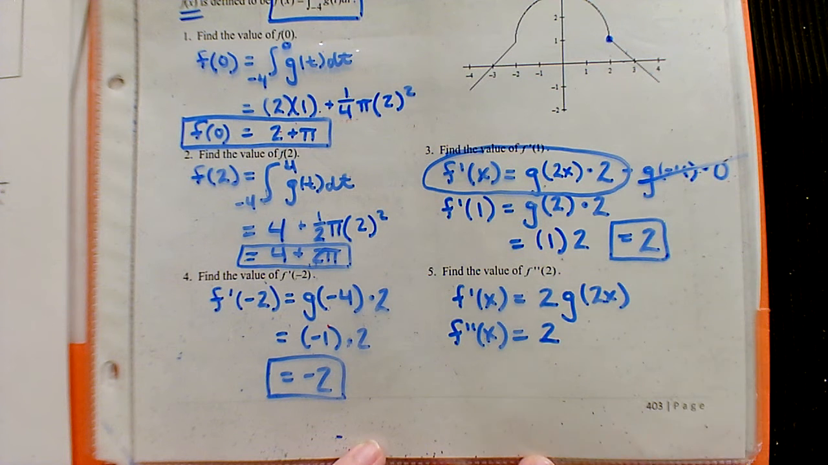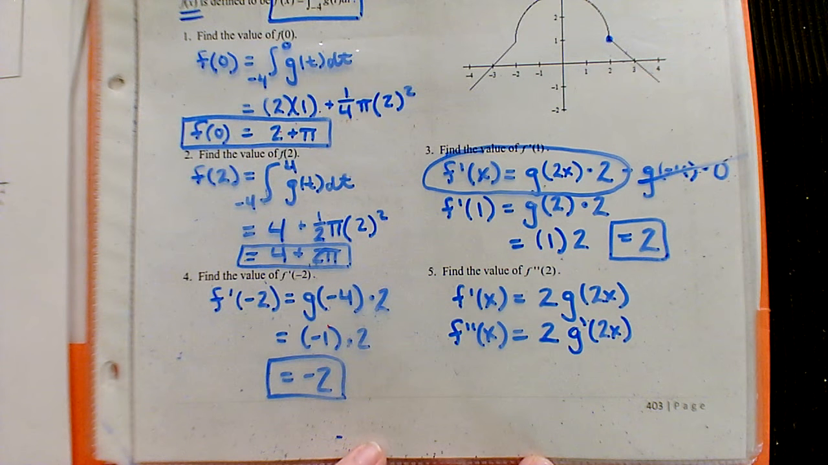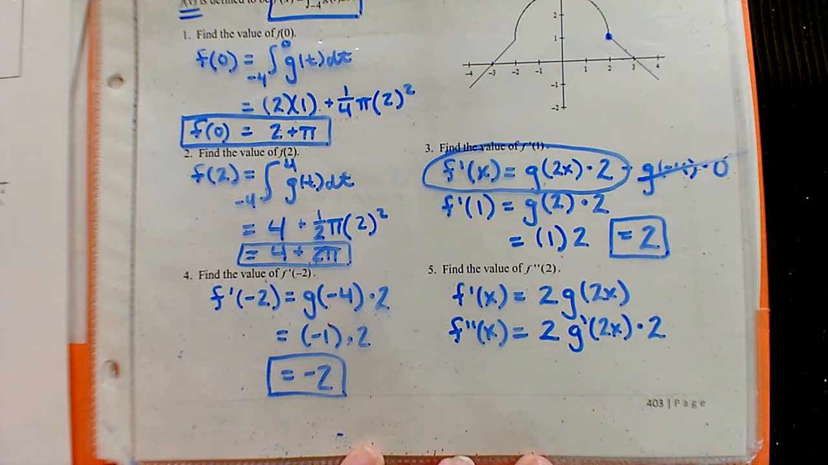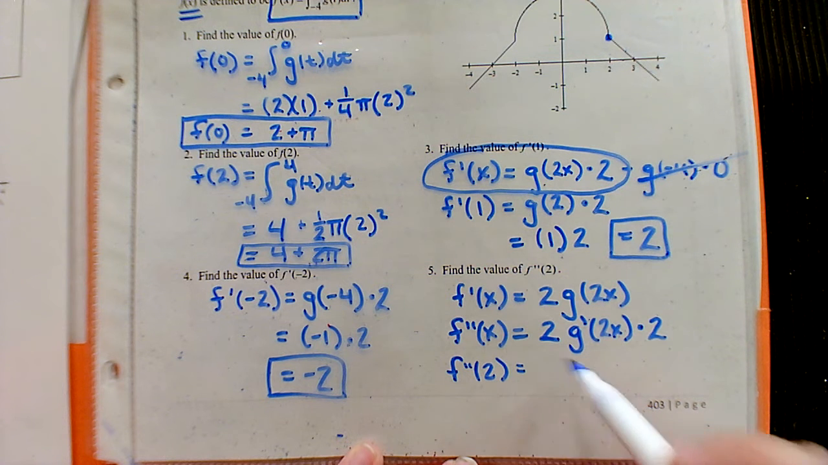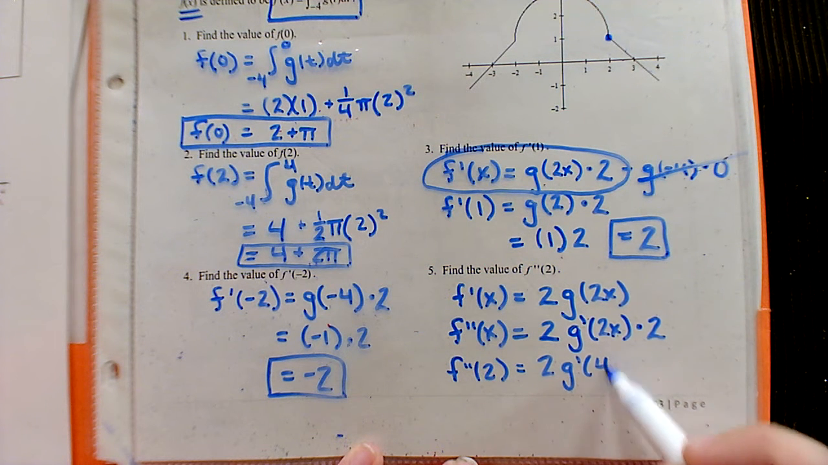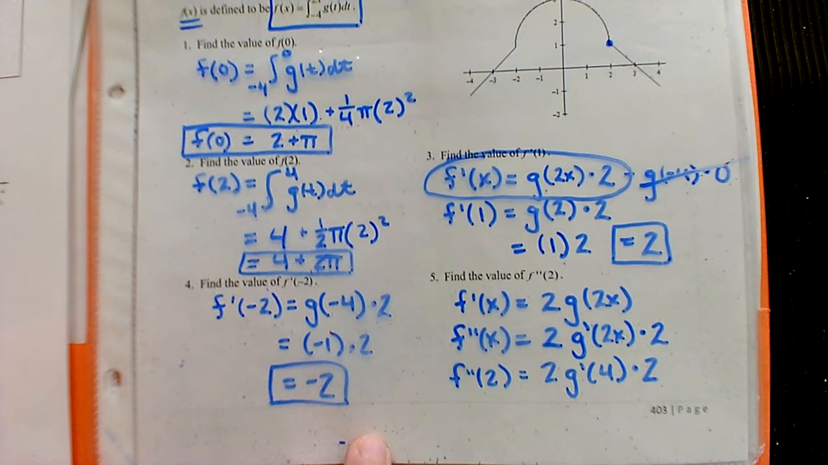How can we write the derivative of g? Yeah? g prime of 2x. But we have an inside, kind of like our chain rule, times 2. Remember our chain rule? Derivative of outside, keep the inside, times the derivative of the inside. It's been a while. Okay, so there's our second derivative. Let's go ahead and plug in 2. All right, so we got to figure out g prime of 4.